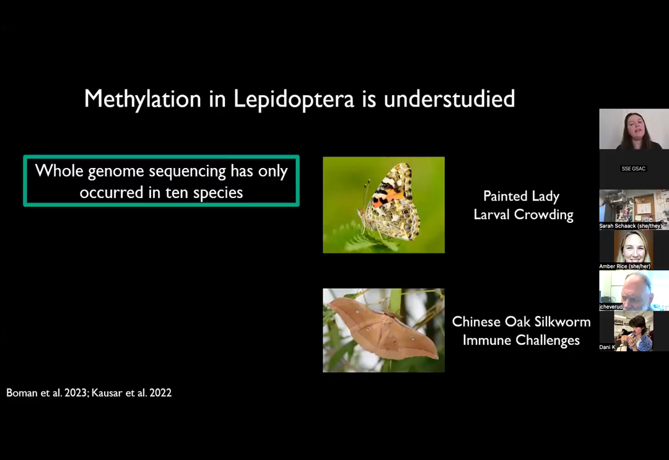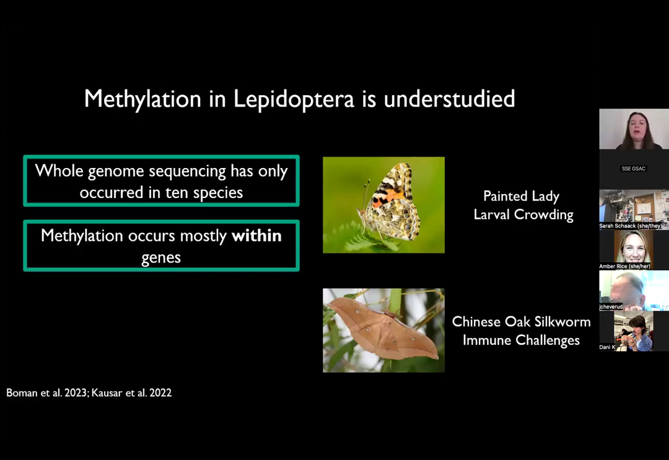So the painted lady was sequenced looking at the effects of larval crowding, whereas the Chinese oak silkworm was sequenced in the context of immune challenges. And because there are so few of them and they're all in different contexts, it's really hard to draw comparisons or look at commonalities among species within the order.